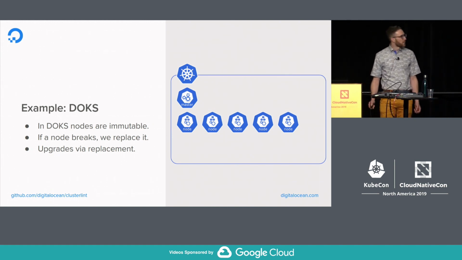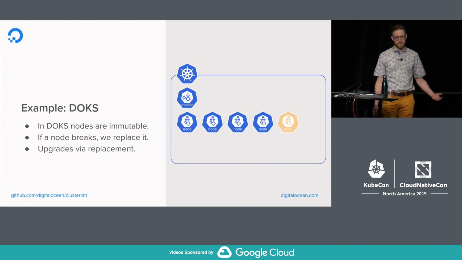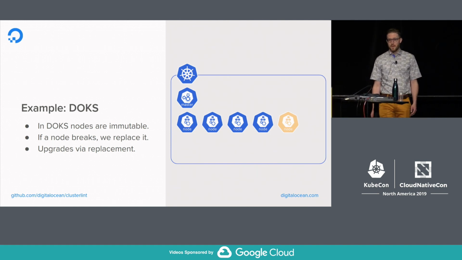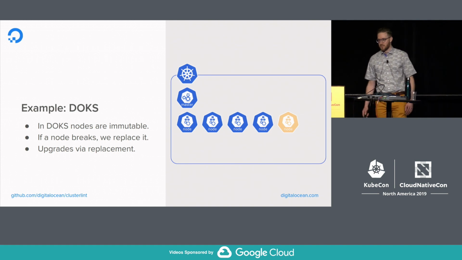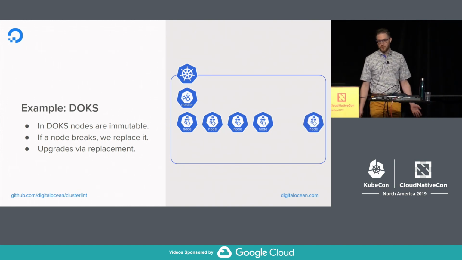So if something goes wrong with one of your worker nodes and it becomes unhealthy, we're not going to SSH in and fix it, because we don't have SSH access to it. We're not going to try and fix it. We're going to recommend that you just hit the replace button. It's going to go away, and you're going to get a brand new node.